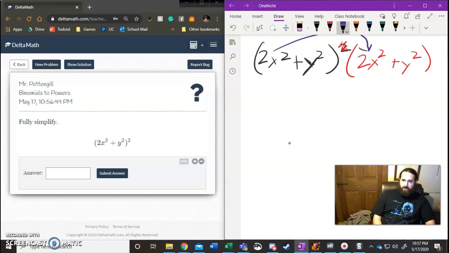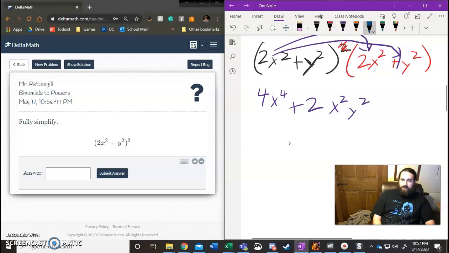Well, 2x squared times 2x squared, 2 times 2 is 4. X squared times x squared is x to the fourth, plus 2x squared times y squared. Coefficient here is 1, so 2 and 1 multiplied give 2. Then there's x squared and y squared, because they don't combine. Then we move over to the second part of that first polynomial. Y squared multiplied by 2x squared. Well, I just did that. So I am not even trying hard here. And then y squared times y squared will be y to the 4th.